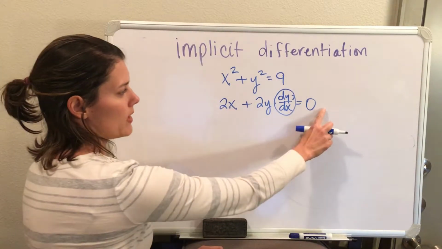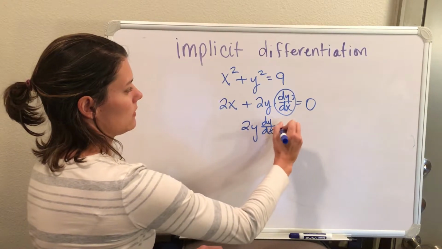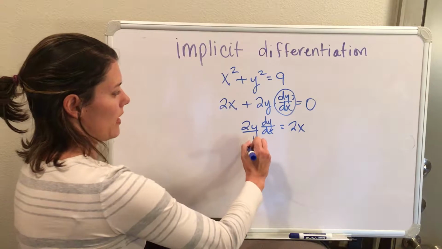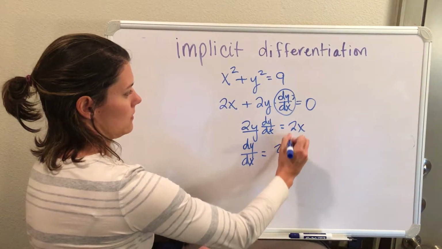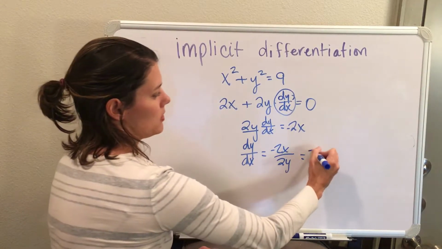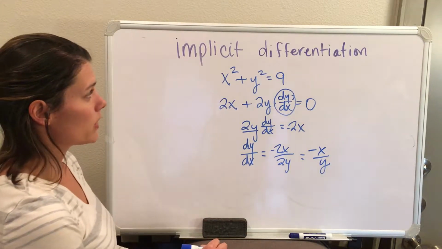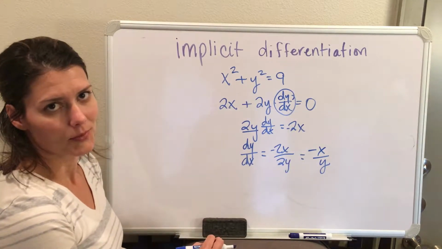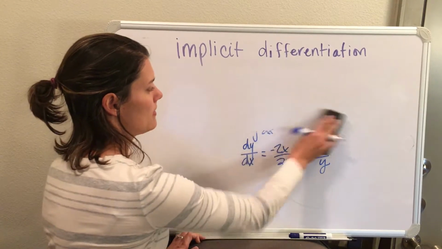So I'm going to bring the 2x over to this side. And then I'm going to divide by the 2y. And then this will reduce by 2's. And so the derivative of a circle is going to be negative x over y. Let's try a little bit harder one.